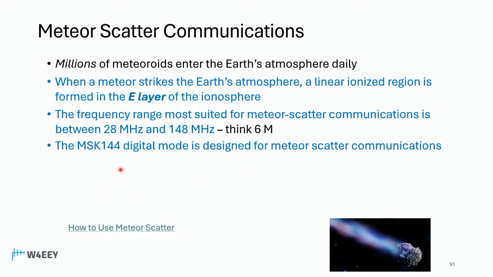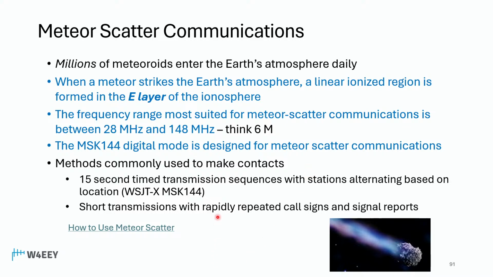MSK144 is part of the Joe Taylor suite, WSJT-X, and is specifically designed for meteor scatter. So this 15-second time transmission sequence, that's how MSK144 works. You transmit for 15 seconds and then listen for 15 seconds and do your exchange that way. It used to be that they did this with very high-speed CW. There's a link here on how to use meteor scatter that's really good if you want to pursue that.